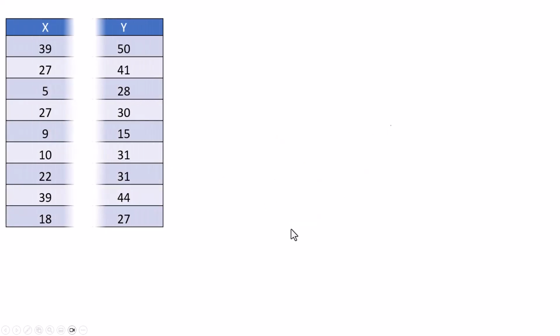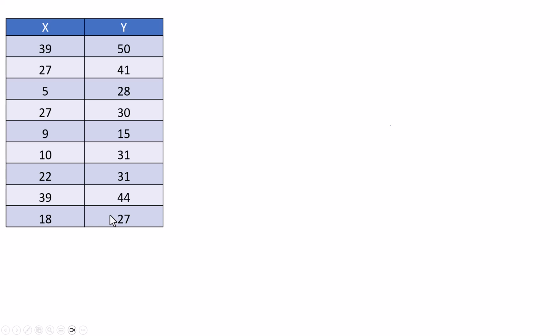A scatterplot is built on data that looks something like this, where you have two variables collected for each individual. So, for example, the first individual had a value of 39 for the x variable and a value of 50 for the y variable. And person 2 had a 27 for the x variable and a 41 for the y variable, etc. for all the different individuals.